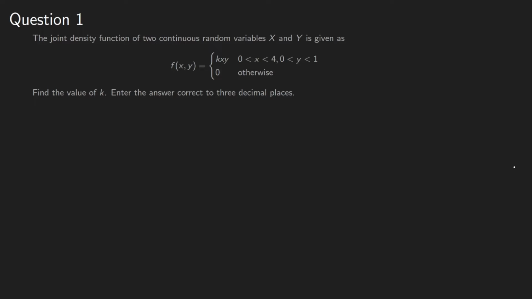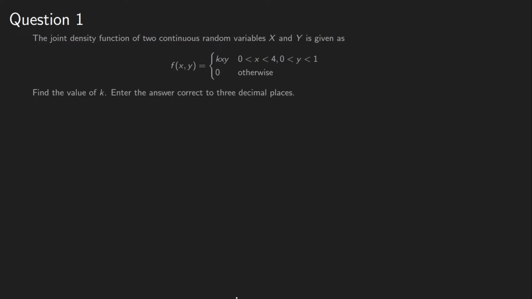So coming to the first question, we have been given that the joint density function of two continuous random variables x and y is given as f of x, y equals kxy when x falls in the range 0 to 4 and y falls in the range 0 to 1, and it's 0 otherwise. We have to find the value of k.